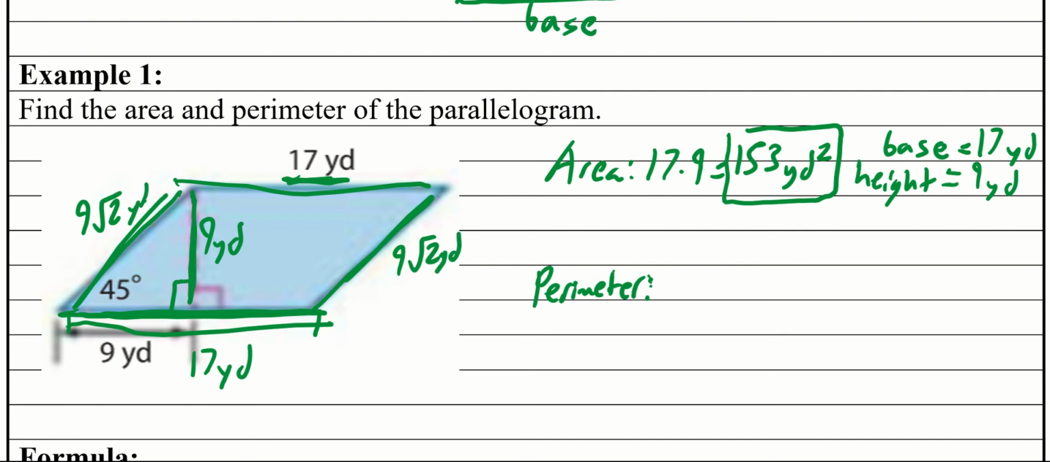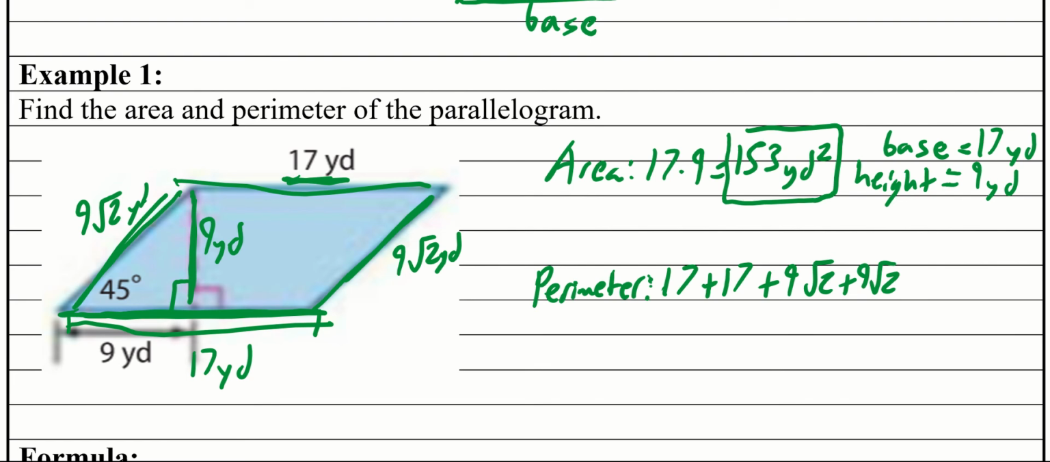Okay, so my perimeter here, I just need to add up the 4 sides, which I have all of them now. So I'm going to say the perimeter here is 17 plus 17 plus 9 root 2 plus 9 root 2. Okay, and if you wanted to, you could type all this into your calculator. You can also simplify first.